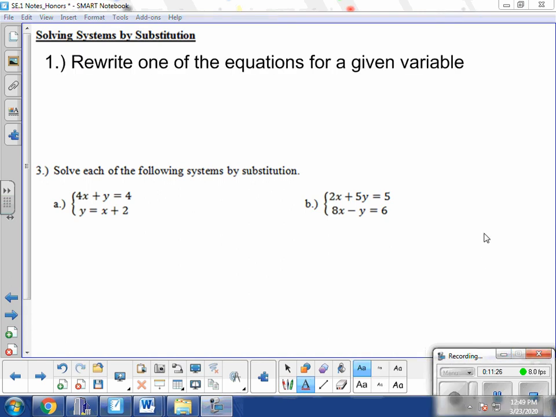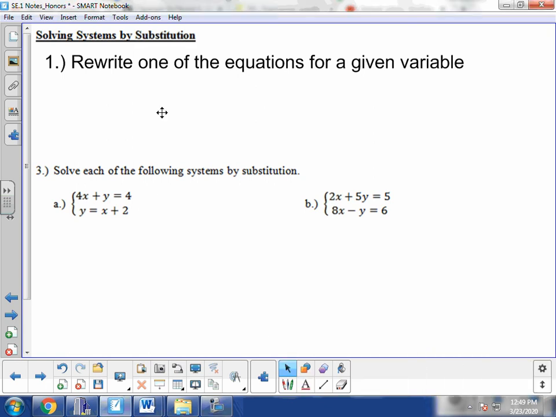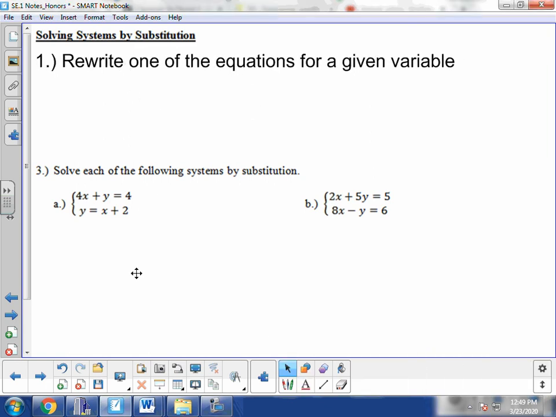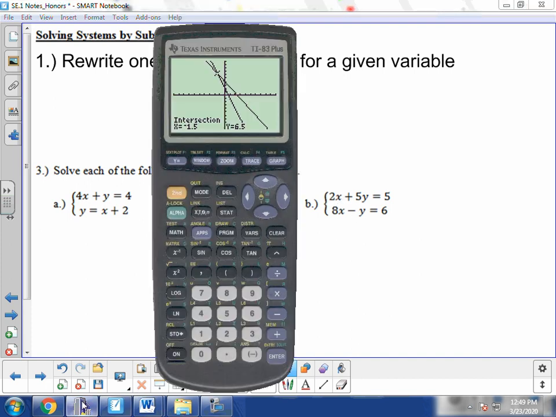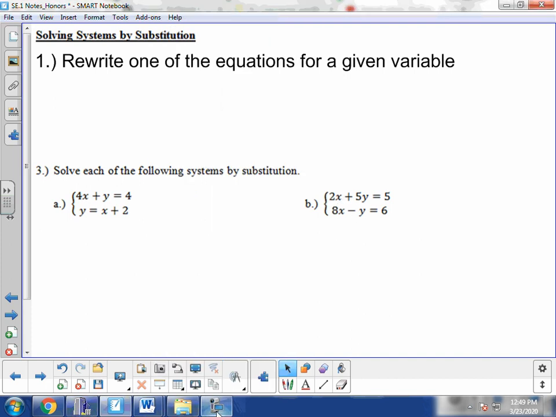So in solving a system using substitution, our first method, the first thing that we want to do is rewrite one of the equations for a given variable. So we can see here in 3 that one of the equations is already rewritten for a variable, this variable y. So if I look at 3a, it's already rewritten. If I look at 3b, that's not the case. So I would need to rewrite the equations to get one of the variables by itself. And we'd go through the algebraic process in doing that.